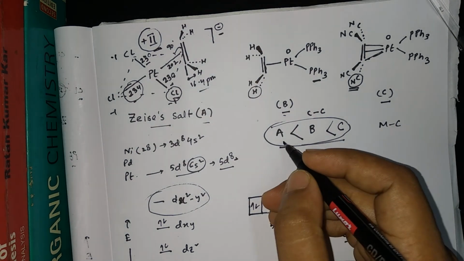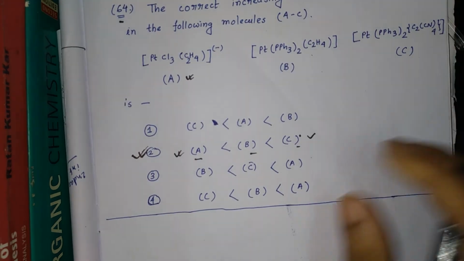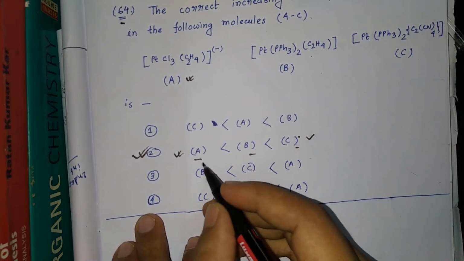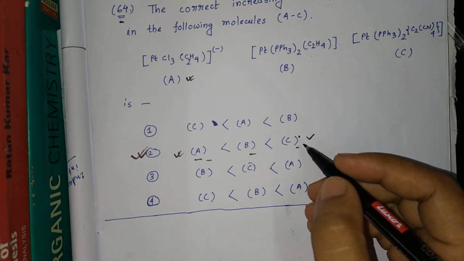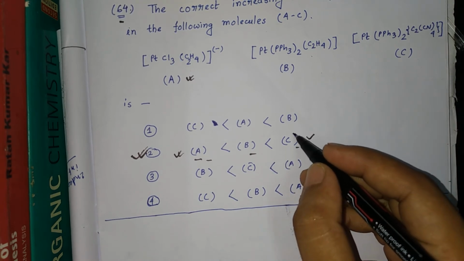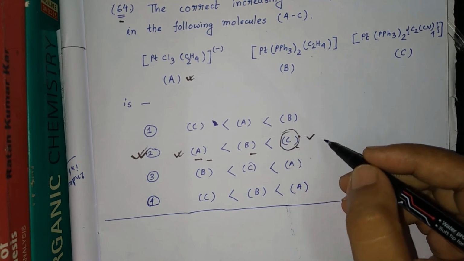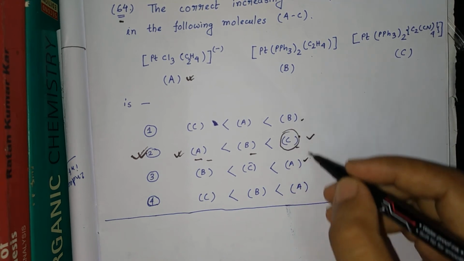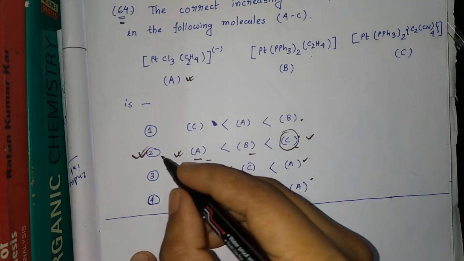First, A is less than B is less than C. So guys, these are the options given. So you can see option 2 is the correct answer. And one more thing you can observe here, that C has the highest CC bond length. If you know this fact, then you can see that C is not there in any of these three options, and hence you can easily choose the correct option.